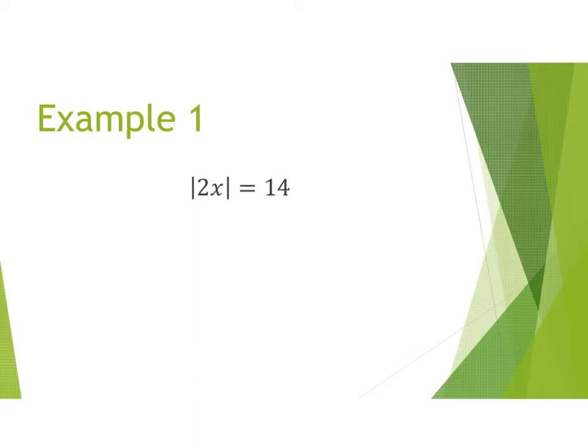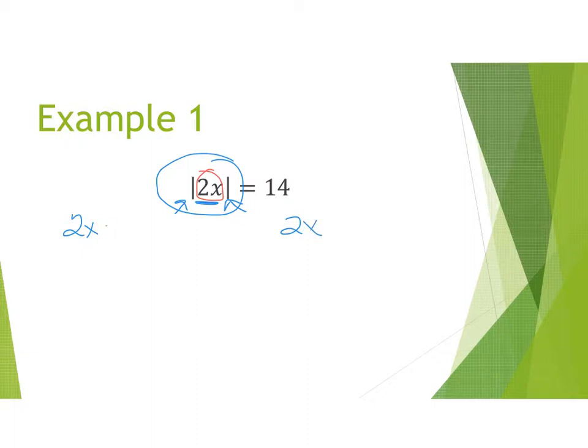Alright, here's our first example. We have the absolute value of the quantity 2x equals 14. First step when you're solving an absolute value equation or inequality is you want to make sure your absolute value bars are by themselves on one side of the equal sign. And all I have here is my absolute value bars and what's inside. So once I only have the bars on one side, I take what's inside, which is that 2x, and I make two copies.